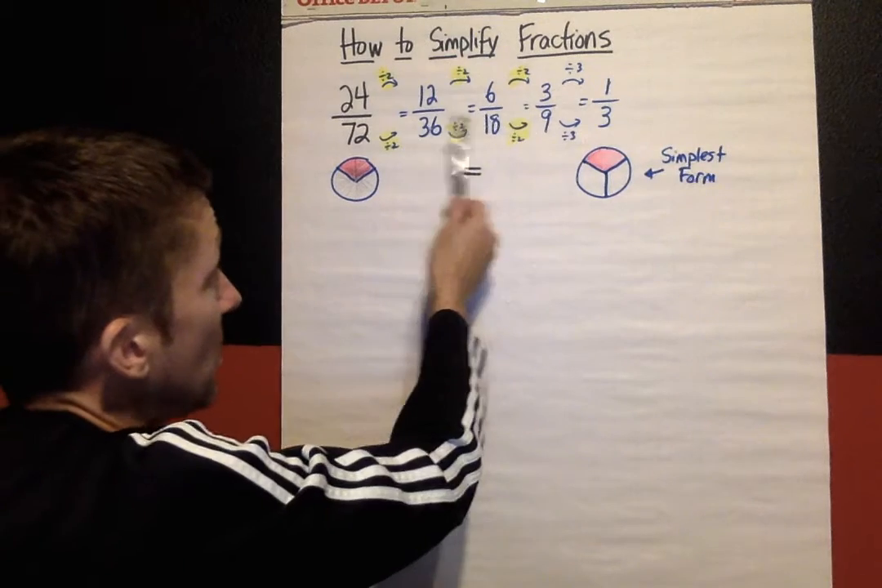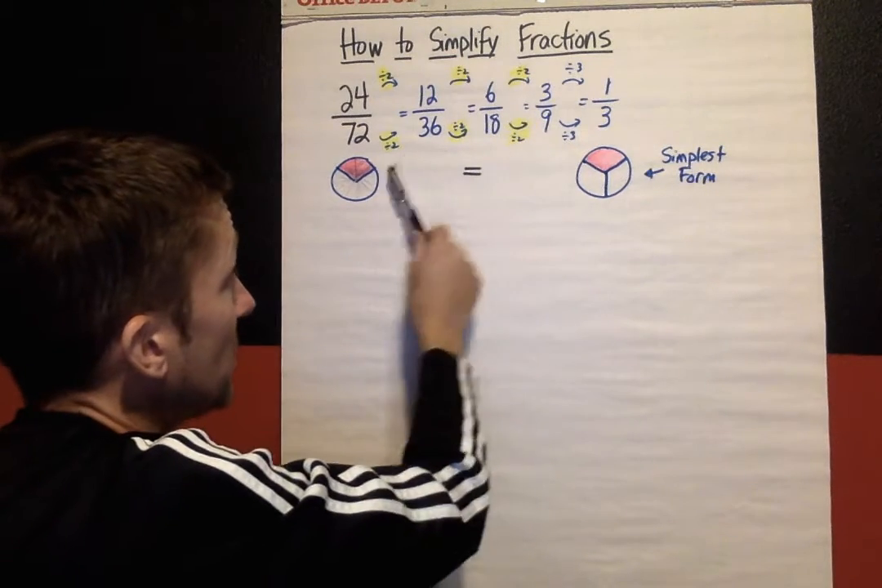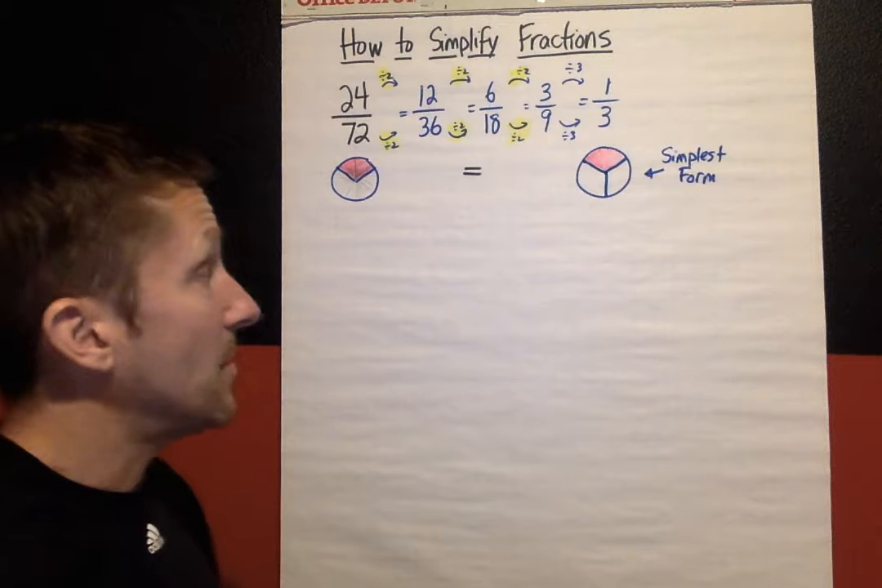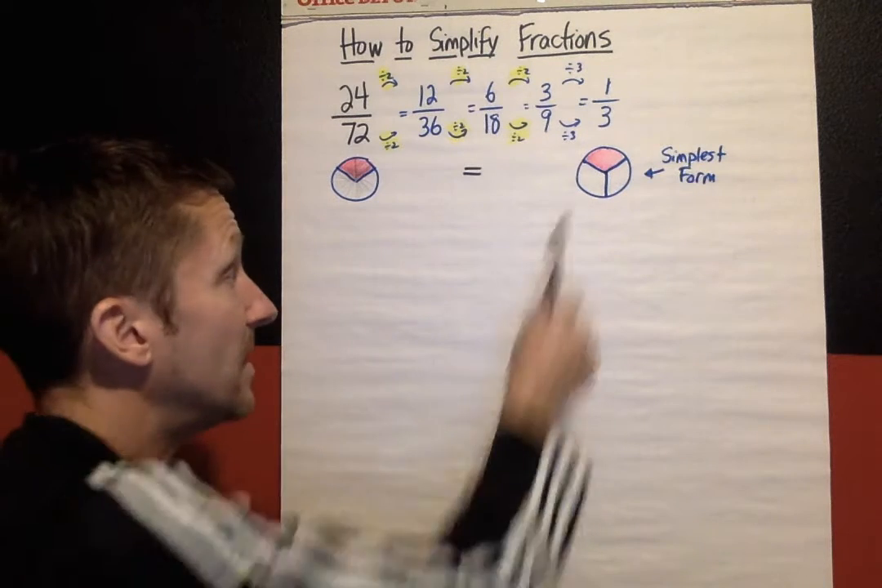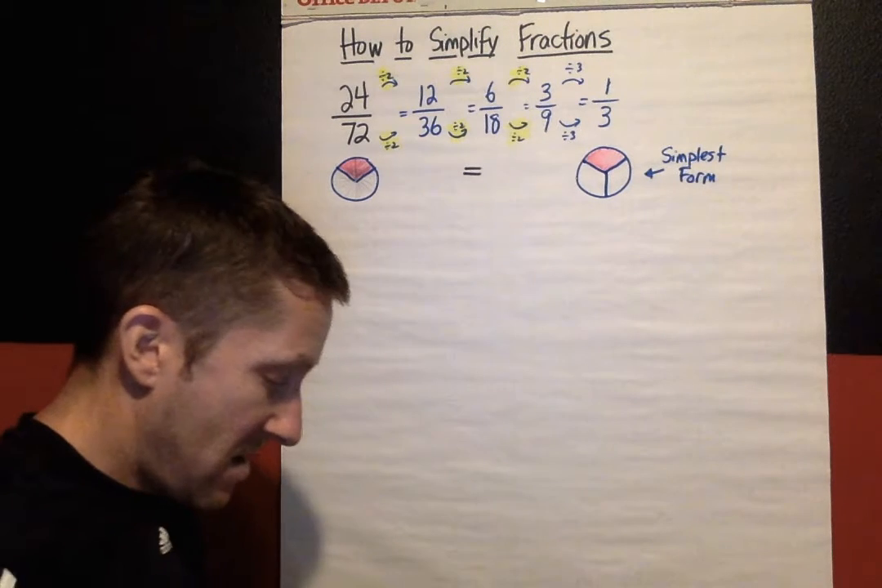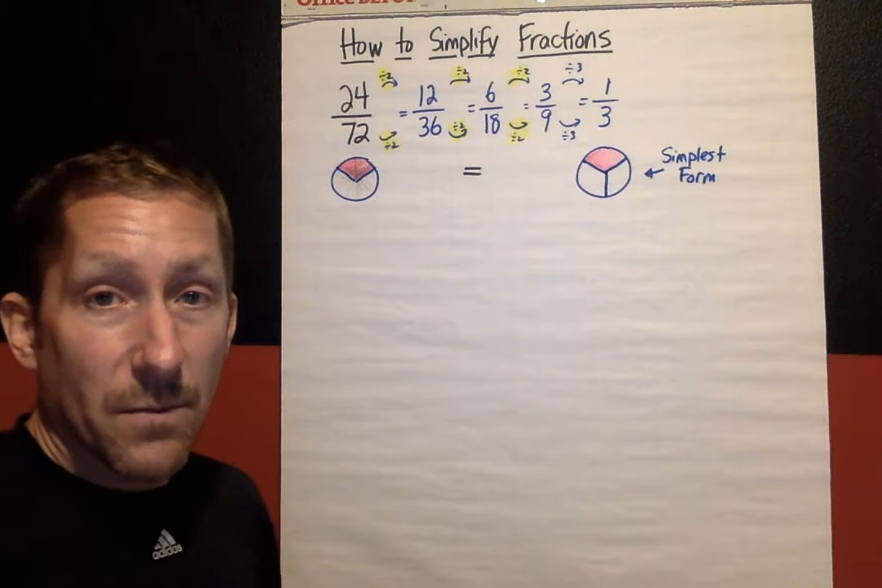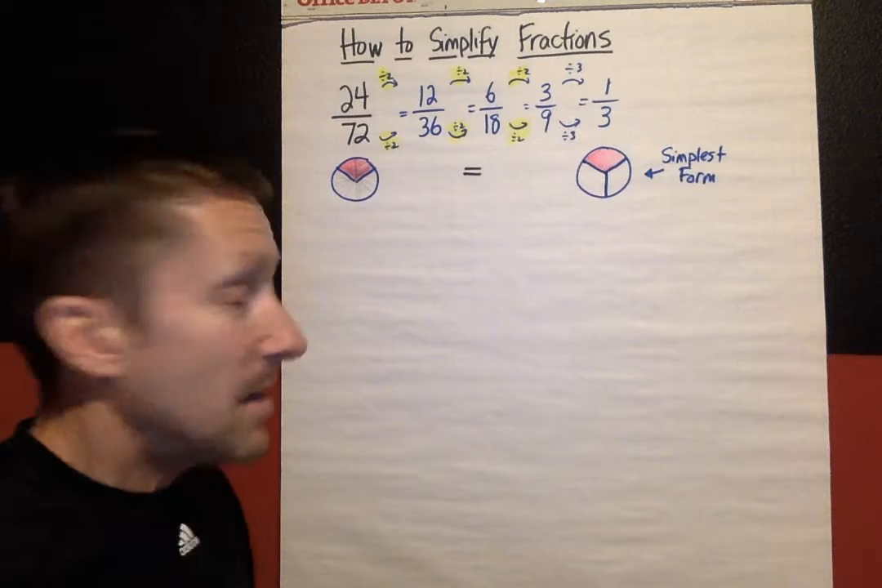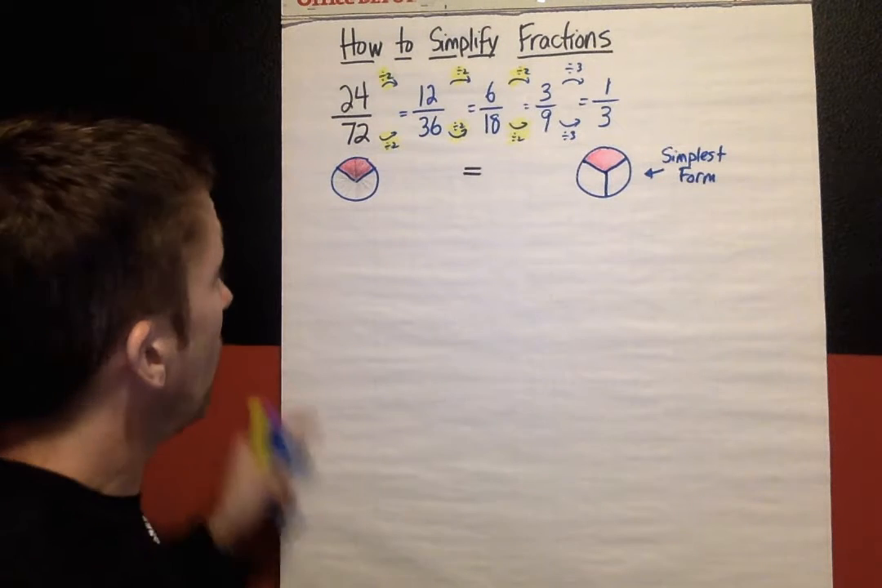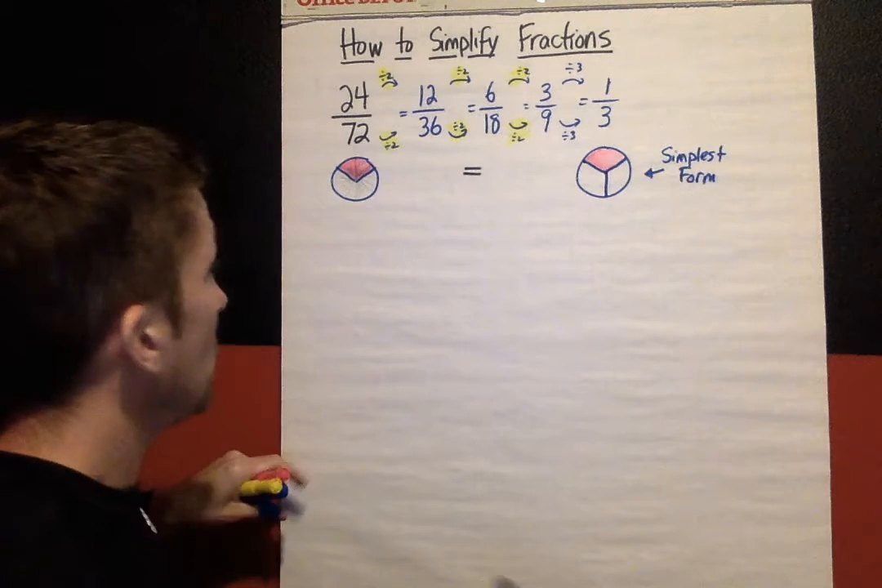If I were to draw all of these as a model, they would all have the same amount of pizza shaded, this pink amount, all of them. So the next thing I wanted to do is give you some divisibility rules. So you know, this is a rule to know what factors go into a number.